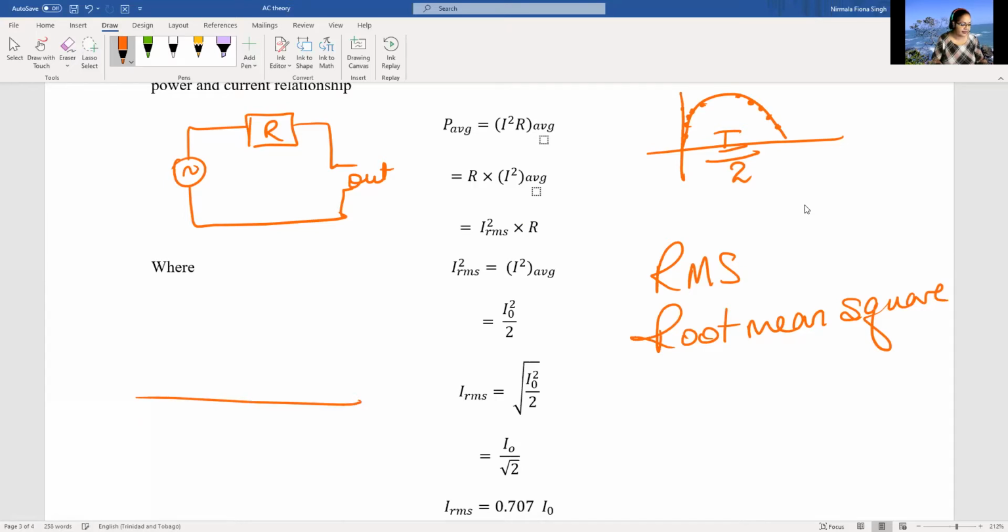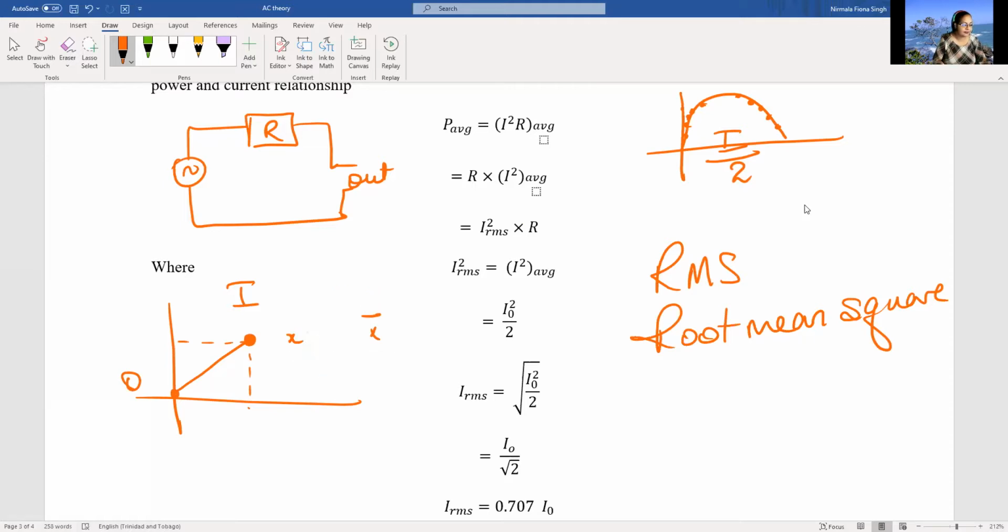Let's just look at two values. If I have one point here, I, and I want to find the average, you take the starting point and the end point. What is the average between 0 and 1? How do I find the average of 0 and 1? It's 0 plus 1 divided by 2. So what we did was add up our 2 points and divide by 2.